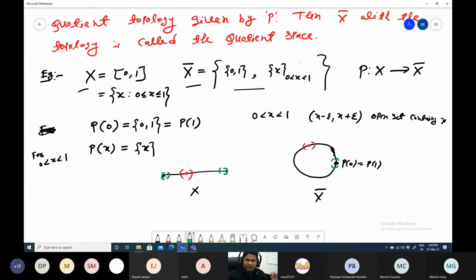Take any open set from this point, where P0 equals P1. Take any point here and look at its open set; it is an interval. The inverse image of this interval is an interval, but this is open, right? Now this union is open, so therefore this is also open. And similarly if you take the inverse image of this one, it is open, so this is also open. So these are the open sets.